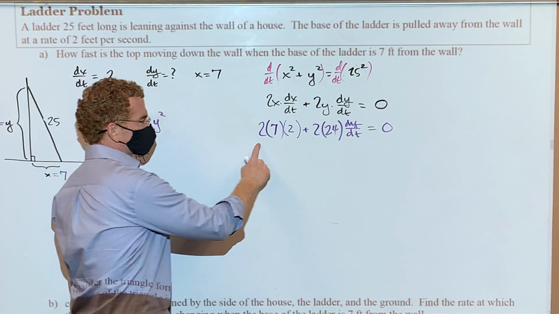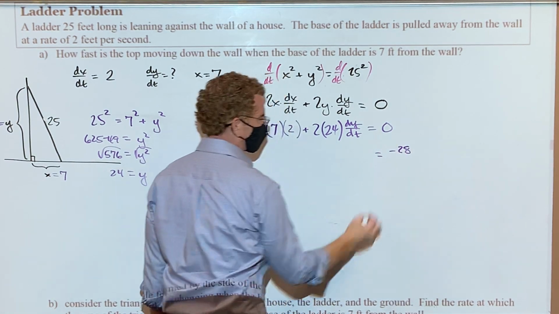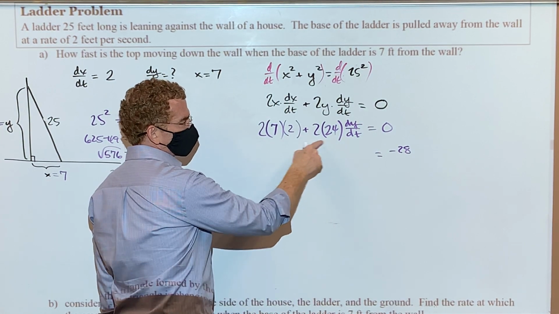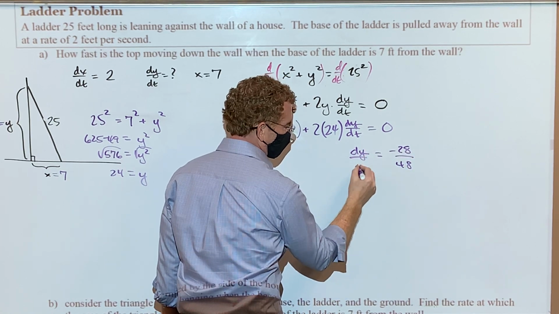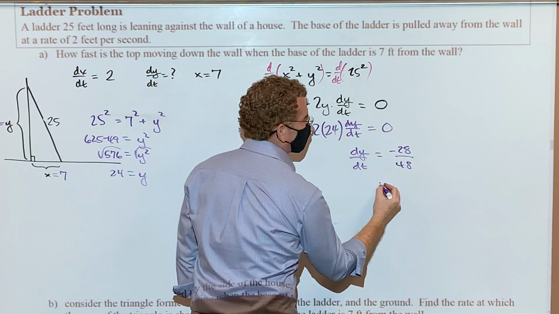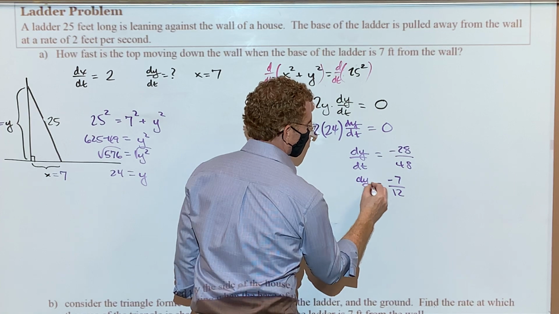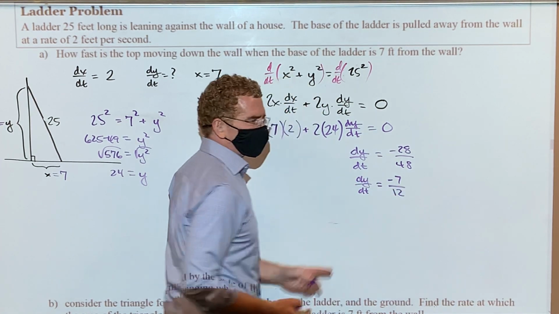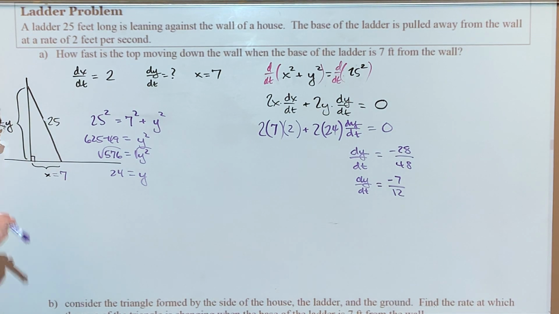So I'm going to take this 28, subtract it to the other side, make it a negative 28. I'm going to divide then by that 48, and this tells me the rate at which y is changing at this moment is negative 28 over 48, which is negative 7 over 12. Do you have to simplify? On a multiple choice, it would be there, but if it was a free response, no, they really wouldn't care. But then here's what's really important, your units.